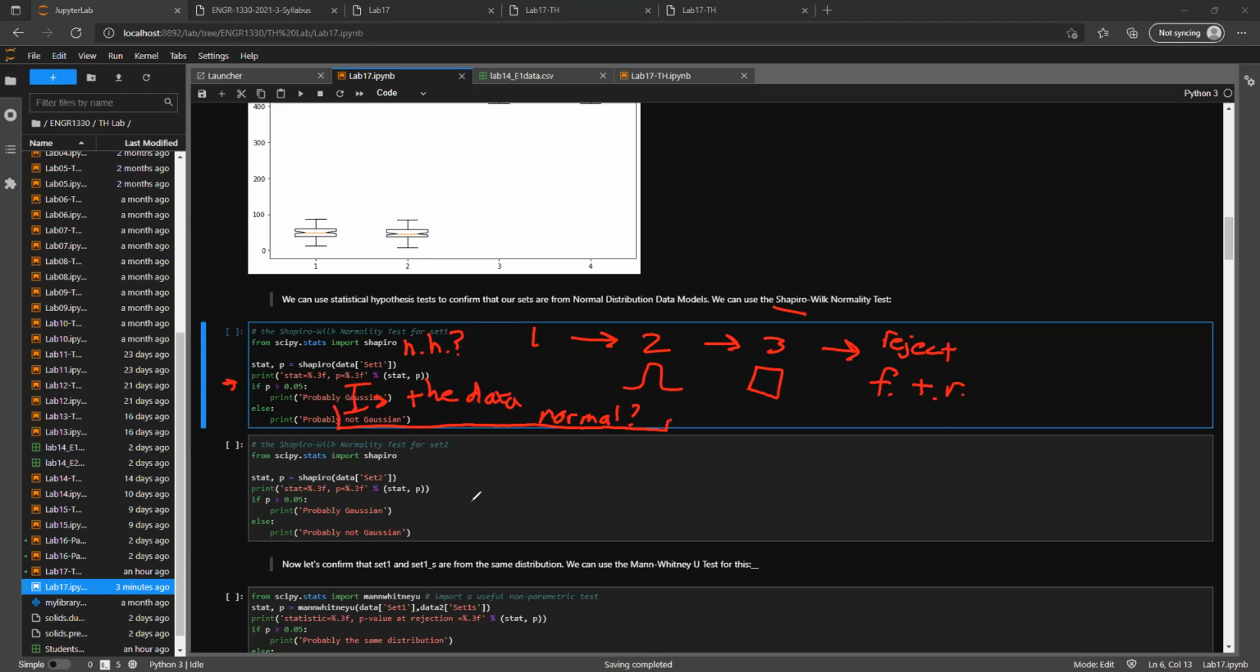Okay, can somebody tell me for this one, other than Cole, appreciate your service, good job, what the null hypothesis is going to be for this test? So this is test 1, and this is test 2. What are we going to do? What's the null hypothesis here?